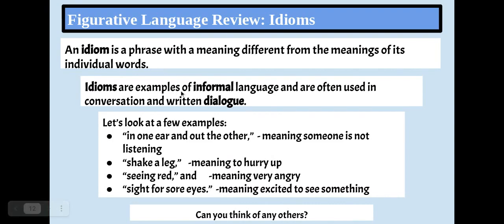So idioms are examples of informal language. Notice that informal, they're things you normally say to people who you think get it. They're in on it with you. Informal language is often used in conversation and written dialogue. Anytime we put something in quotation marks in a story, that means one character is talking to another. If you're reading a drama and you have the dialogue going back and forth, it's your characters talking to each other. And that is usually informal speech because it's conversation.